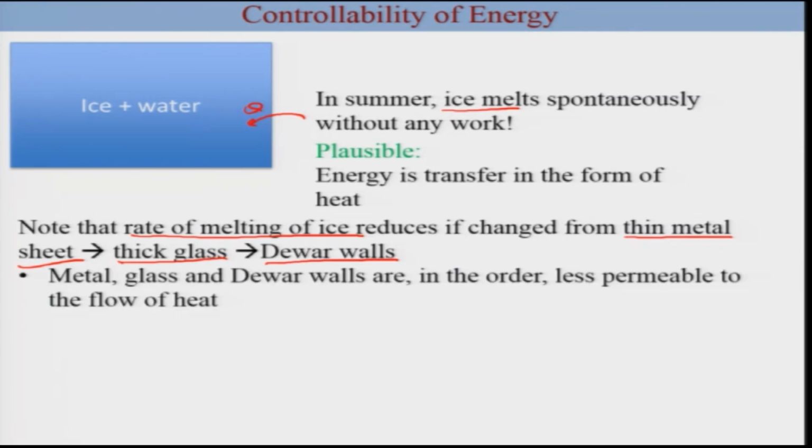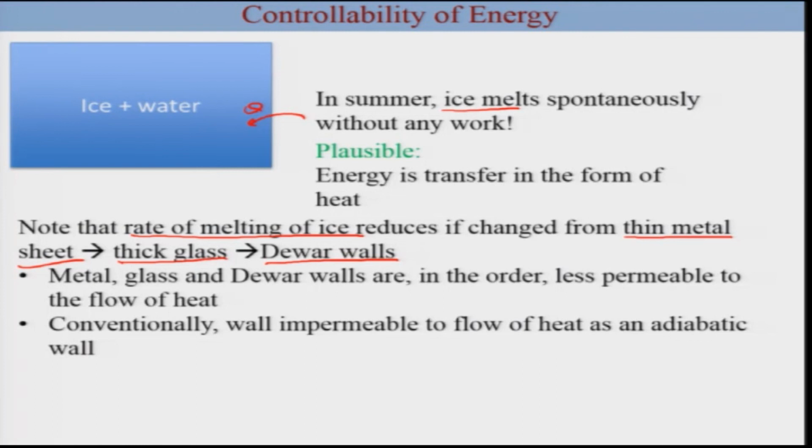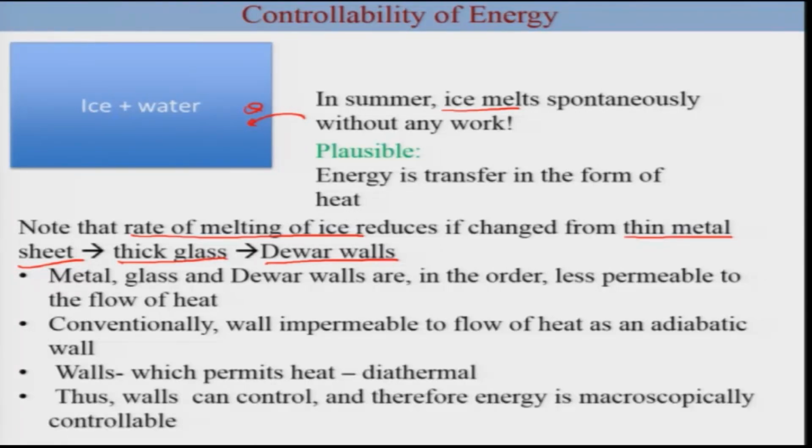So, this is essentially what it means: by changing the constraints through the wall, we can control the energy of the system. In other words, you can also find out precisely the energy transfer. This should become clear in a later slide. So, in summary, the walls can control, and therefore, energy is macroscopically controllable. So, this was the first question, whether we can control the energy.